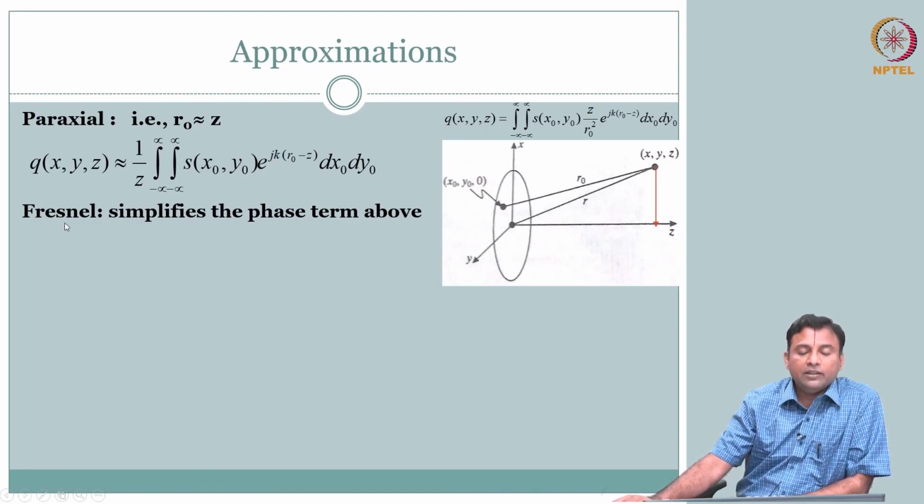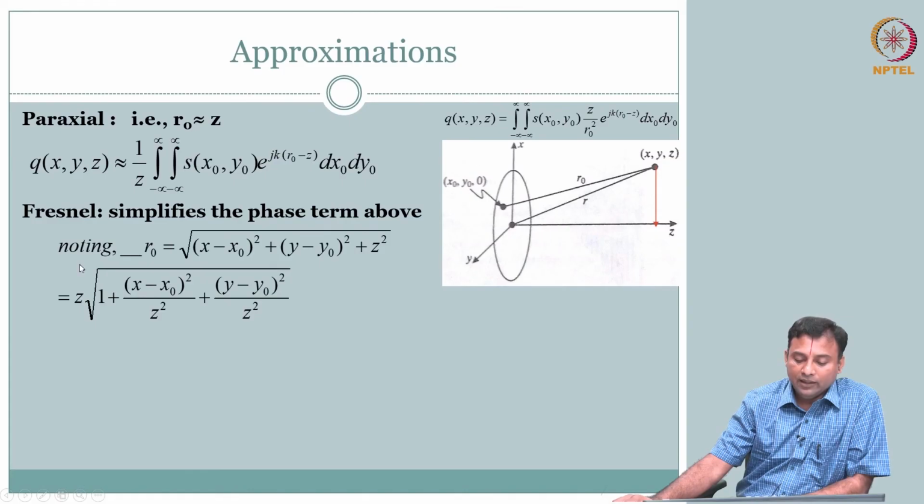Next we talk about the Fresnel approximation. First, to kick in, we want to simplify this phase term, so we will use the Fresnel approximation. What does that say? We note here r naught is the square root of (x minus x naught) squared plus (y minus y naught) squared plus z squared. So we want to simplify this, because this is what we are going to go after, r naught minus z. How do we simplify this term? We recognize r naught as this, and therefore we can quickly write this by taking the z out and writing it as a fraction.